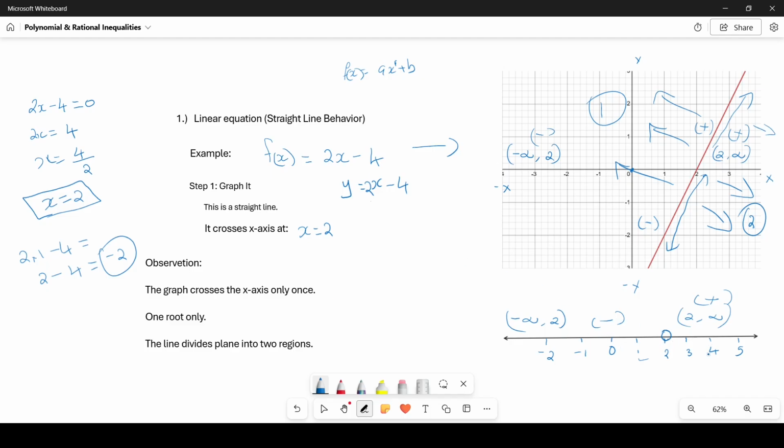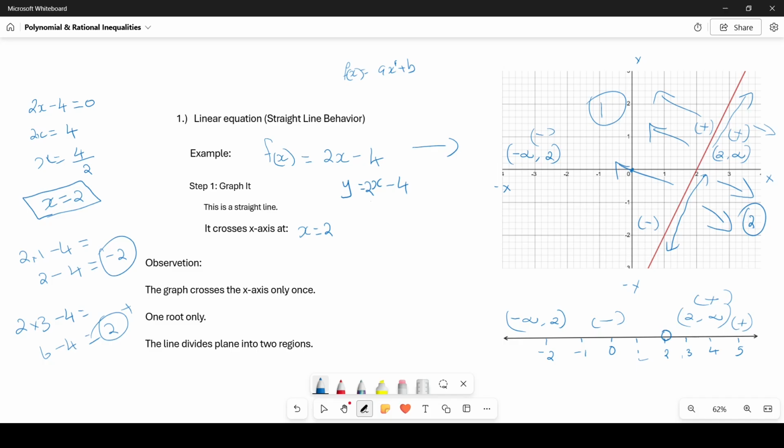What about the right side of this 2? Just assume 3. Take this 3 and substitute it back into the equation. 2 times 3 minus 4 is equal to, 2 times 3 is 6, minus 4 is equal to 2. The answer is positive. So that means the right side is positive. This is how we find the critical point intervals.